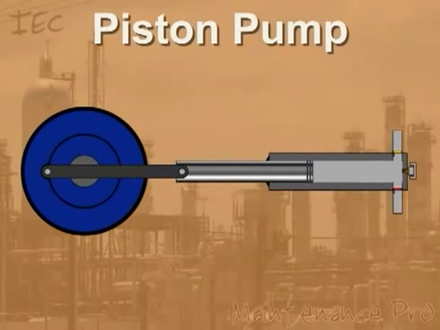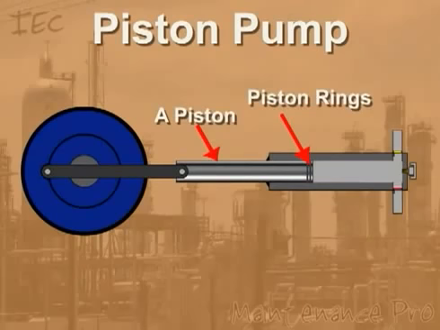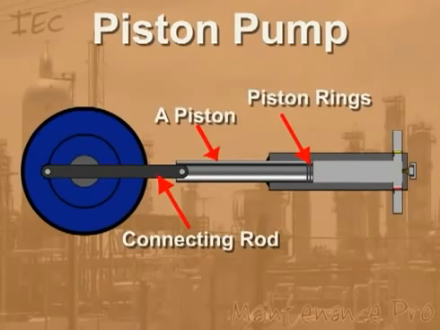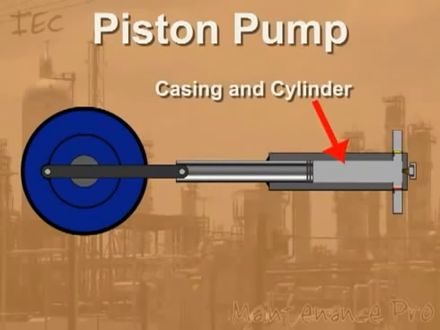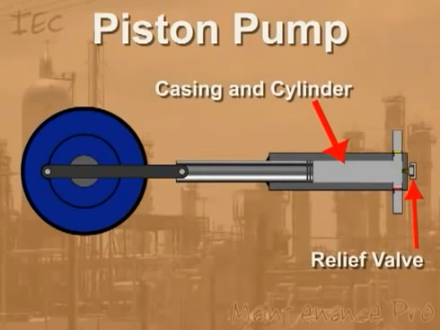Here are some of the main components that make up a piston pump: a piston, piston rings, connecting rod, suction and discharge valves, casing and cylinder, and relief valve.